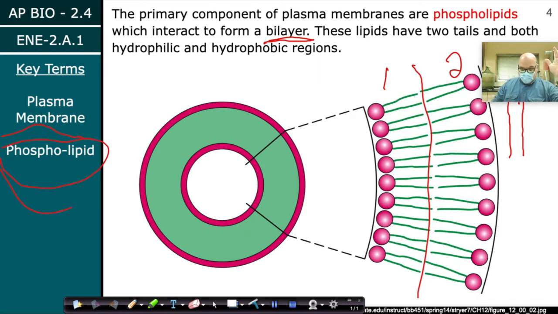So we have these self-assembling layers. If I dumped a bucket of Legos on the floor, they would not assemble into anything. But if I dumped a bucket of phospholipids into some water, they would self-assemble. That's one of the really cool features of these.